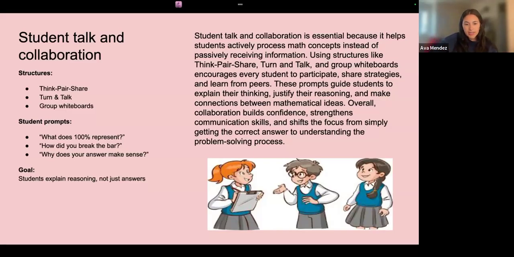So student talk and collaboration is essential for math instruction because it helps students actively engage with concepts instead of simply following procedures. In percent problems using bar models, student talk allows learners to explain how they interpret the whole, break apart percentages, and justify their strategies.